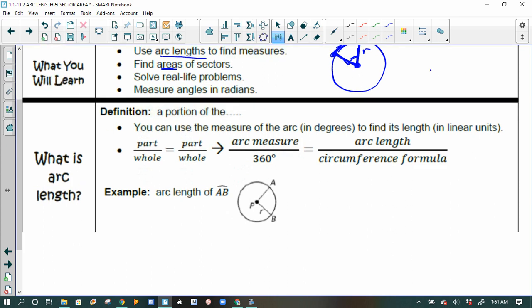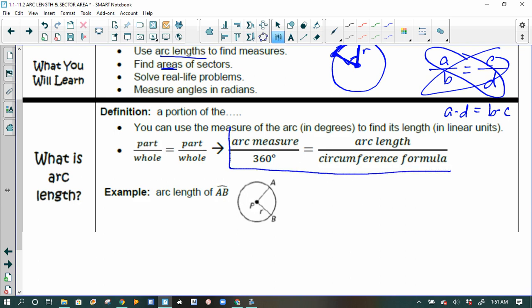So remember, when you have a proportion, so if you have A over B equals C over D, you cross multiply: A times D, B times C. So when you're solving a proportion, here is your proportion for the first part of our lesson. To find the length of the arc, you're going to need the measure of the arc. You're going to need 360, because that's how many degrees are in the whole circle, in the circumference.